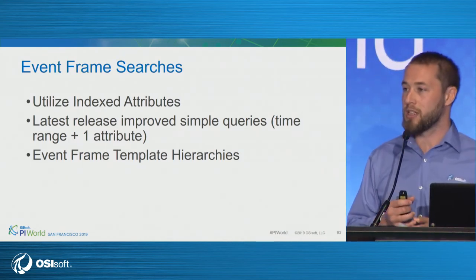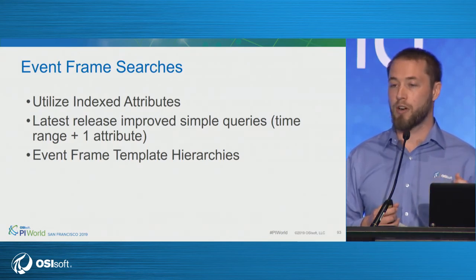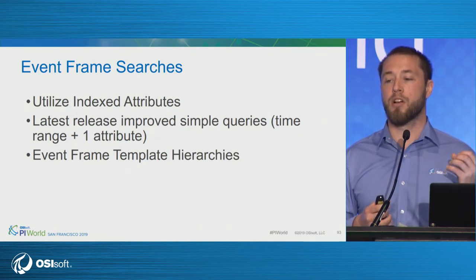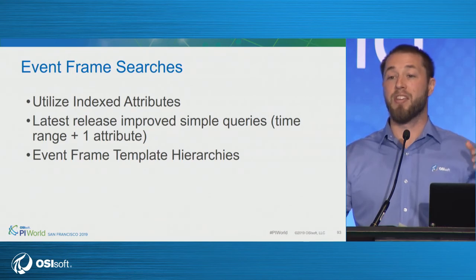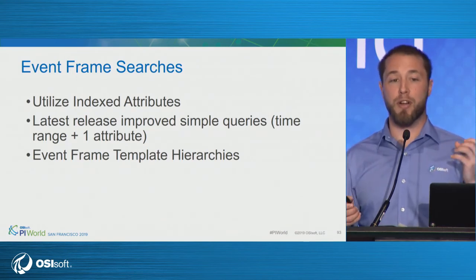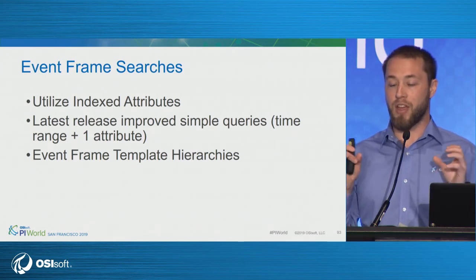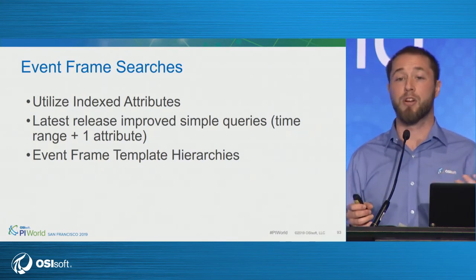The latest release actually has incremental improvements for simple queries, right? When you search for overlapped queries and event frame searches that basically have a start time, end time, and then an attribute, these searches should be much quicker. So if you're looking for specific things and you know you have an attribute that you want to search for, or you have a particular name you want to search for, these queries should be much quicker now.